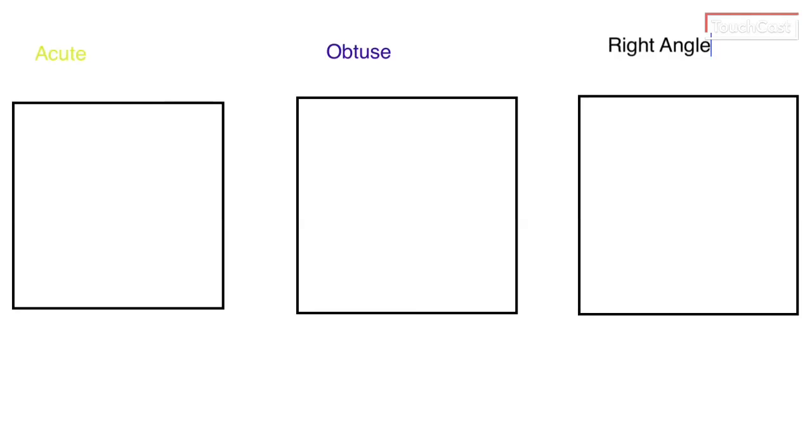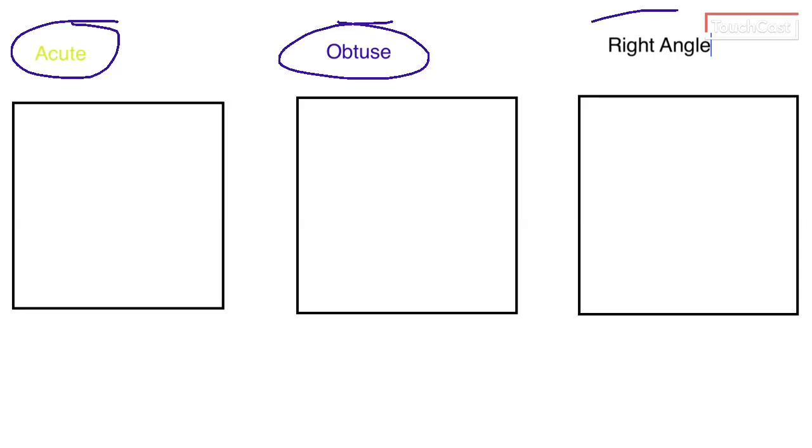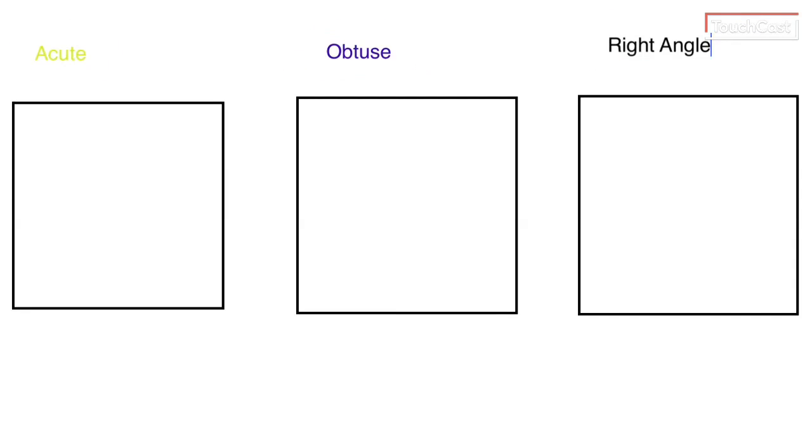Today we're going to talk about the difference between an acute angle, an obtuse angle, and a right angle. Now I'm going to start with the right angle because it'll be easier for you to see the difference between an acute angle and an obtuse angle if you know what a right angle is. So I'm going to do my best to draw a right angle here.